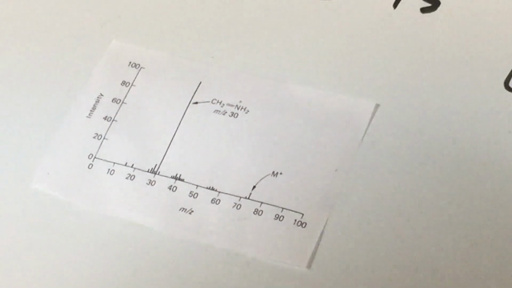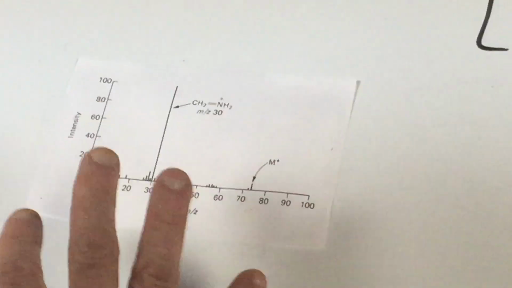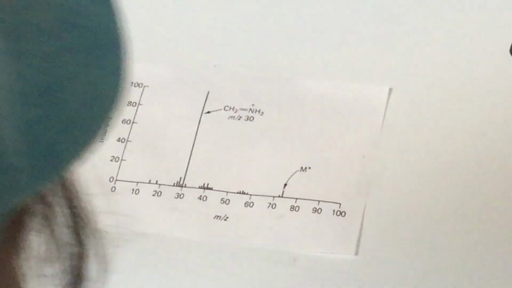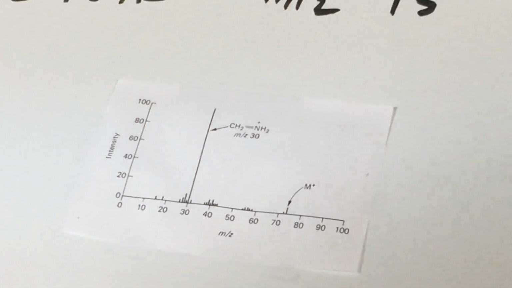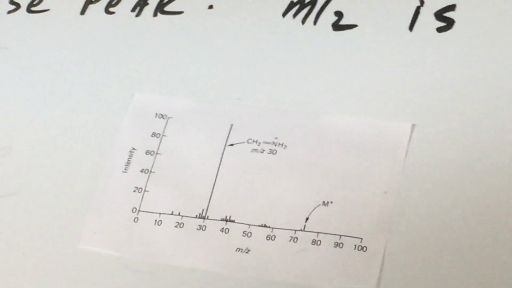I hope this helps on something that can get very complicated, because sometimes you get other spikes that look crazy and bizarre and you're scratching your head. The only two spikes you've got to really focus on are the base peak and the molecular ion peak. All right, that's it for this clip.